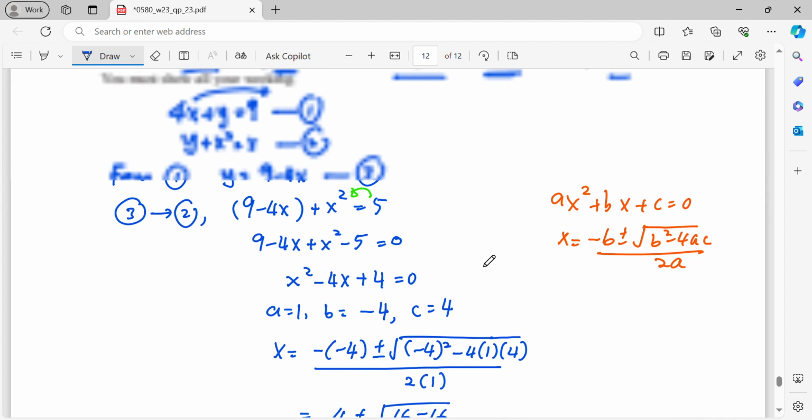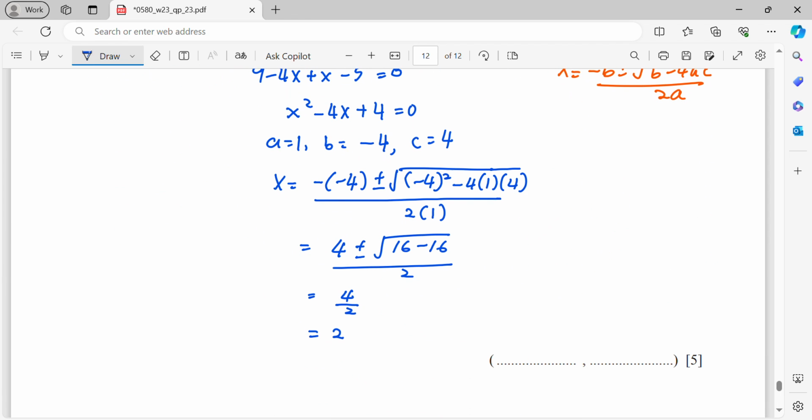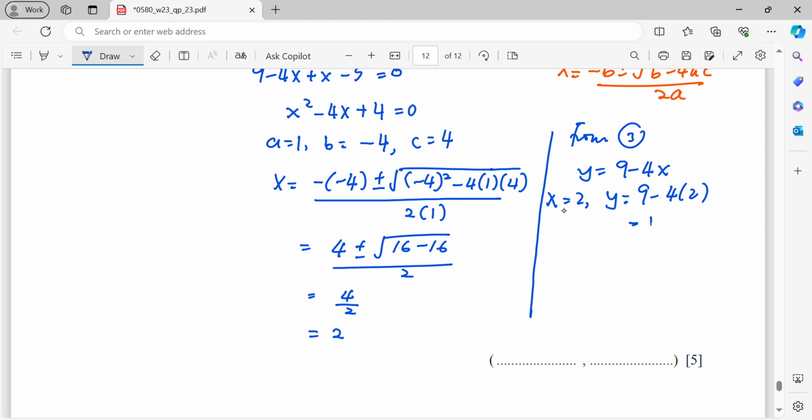So then we need to get the point. Therefore, we must find y. The y can be found using the third equation, y equals 9 minus 4x. So from the third equation, my y equals 9 minus 4x. My x equals 2. That means my y is 9 minus 4 times 2, which is 1. Therefore my point has coordinates (2, 1). Right, so that's all for this solution.